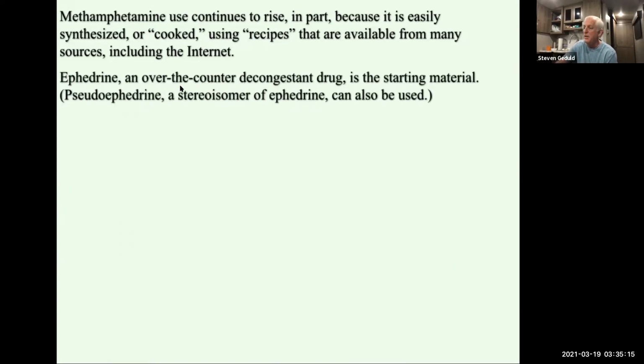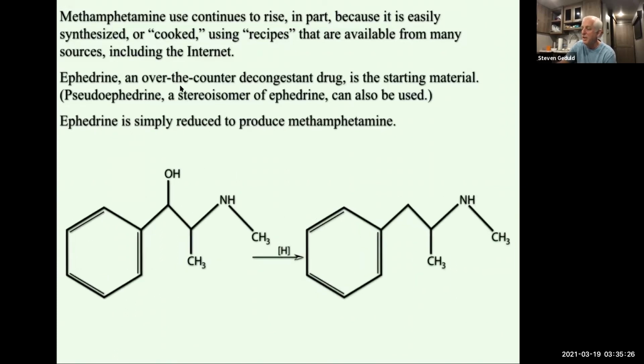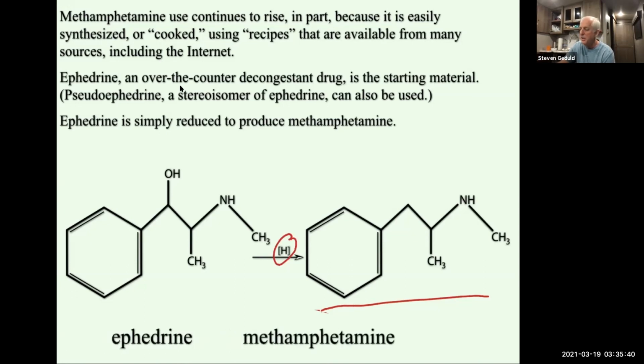Okay, ephedrine is the over-the-counter decongestant drug we talked about, and it is a starting material. Okay, it's simply reduced to produce methamphetamine. Very easy to do. Okay, how do you produce it? So you've gone from ephedrine to methamphetamine. Okay, just by reduction. And we do it, we make it with acid to protonate it, make it soluble, and then we reduce it. Okay, that's ephedrine, and that is methamphetamine.